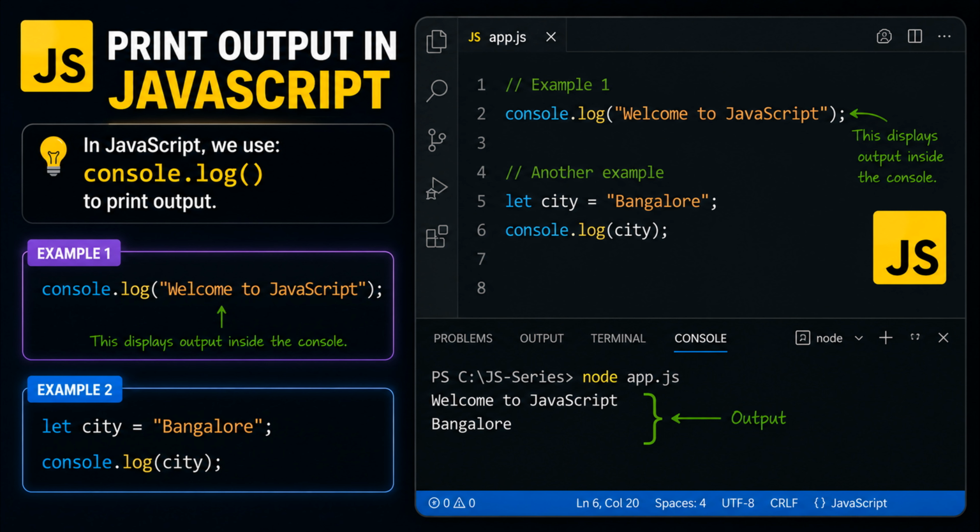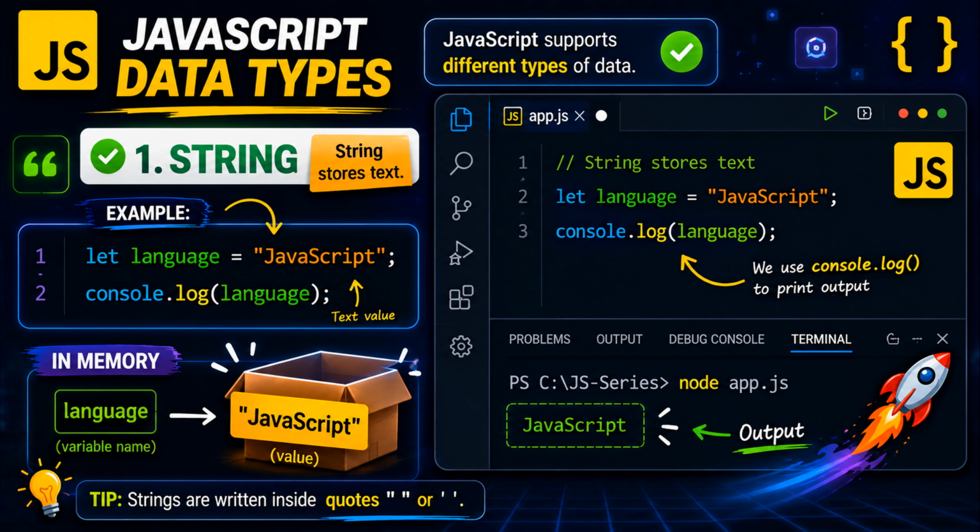In JavaScript, we use console.log to print output. console.log("Welcome to JavaScript"). This displays output inside the console. Another example: let city = "Bangalore"; console.log(city).